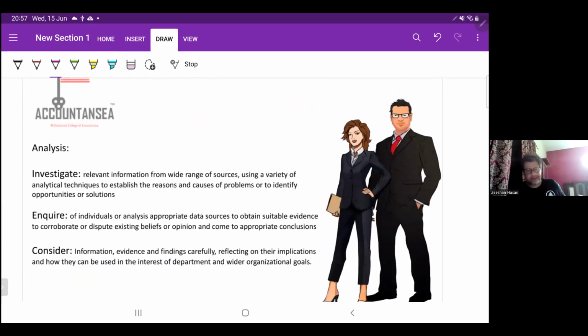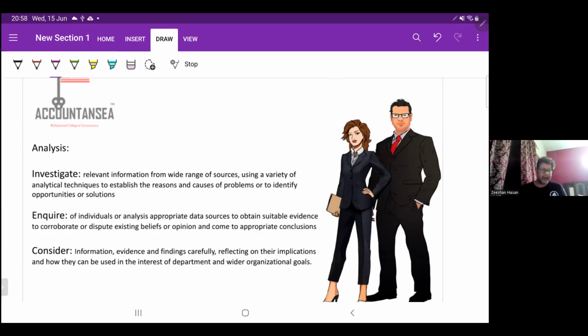Another skill, analysis. Very important skill. Three things. How can you do the analysis? You can investigate, you can inquire, you can consider. Now, how can you investigate? You can look for relevant information from various resources such as newspapers or the relevant personnel, or you can apply analytical techniques which I will teach you. For example, ratios, qualitative methods, investment appraisal techniques, and so on.